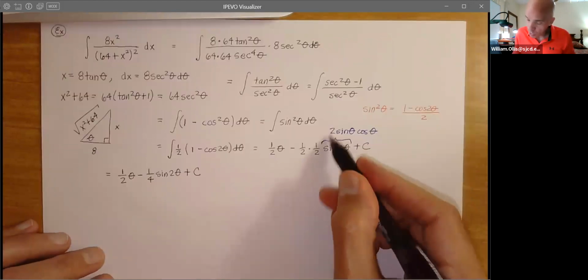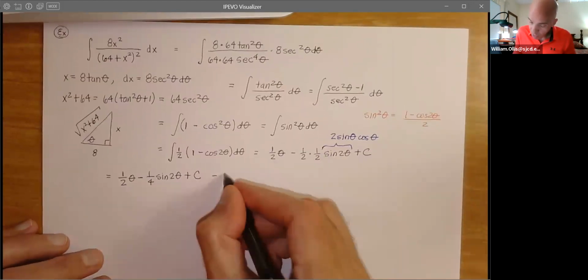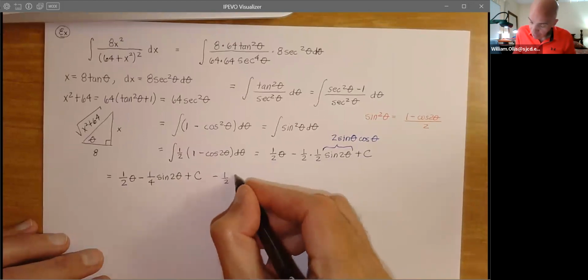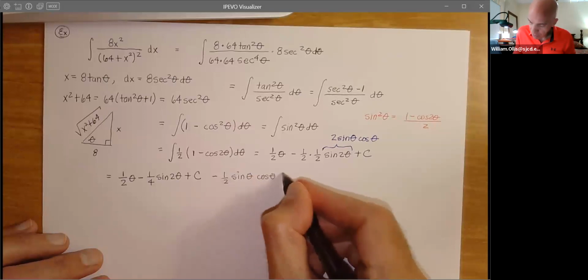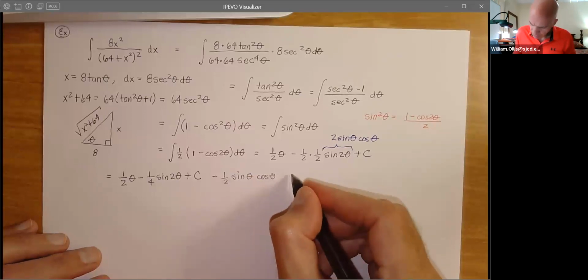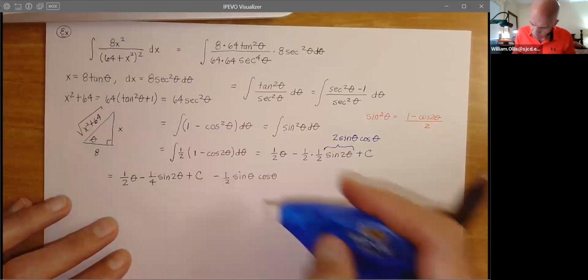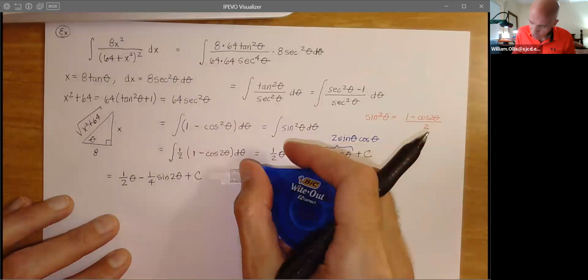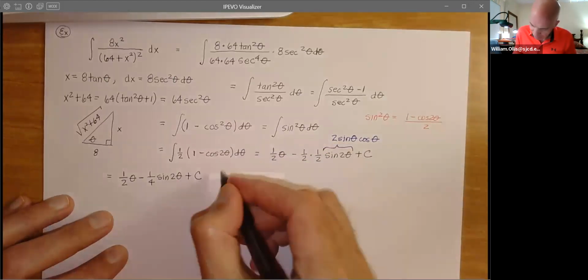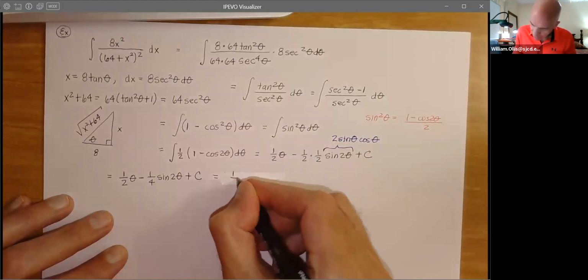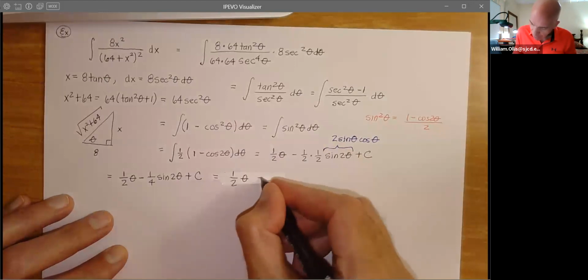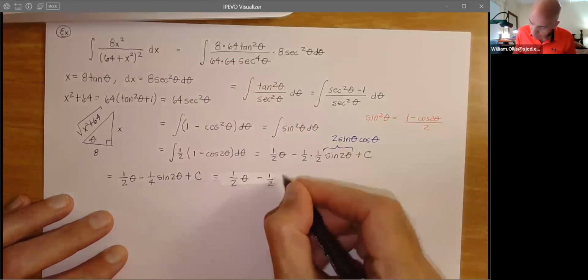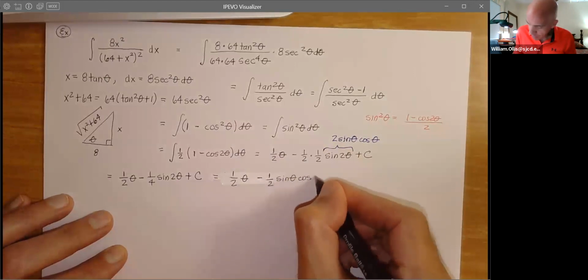And so, of course, these twos absorb. So we get minus 1/2 sine theta cosine theta plus a constant. Oh man, let me write the whole thing over. I just wrote the other terms. So 1/2 theta minus 1/2 sine theta cosine theta plus a constant.